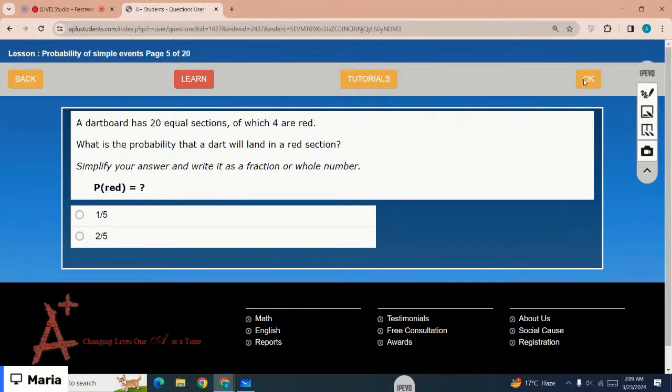Okay, a dartboard has 20 equal sections, of which 4 are red. What is the probability that a dart will land in a red section? So which is the correct option?